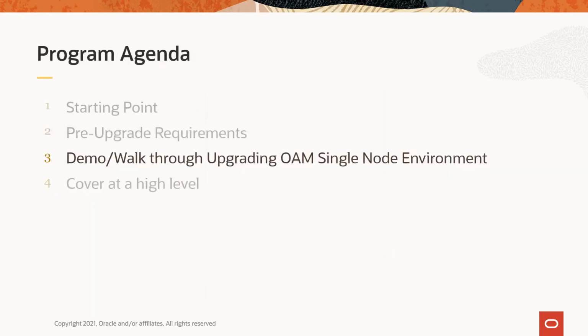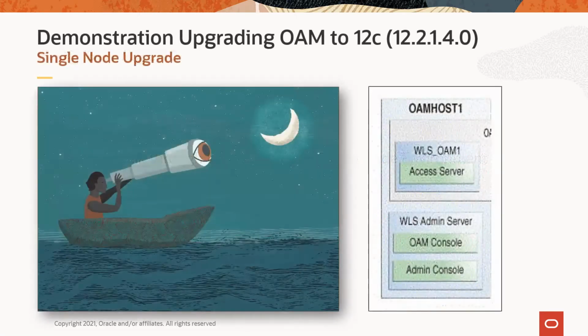We will now walk through the steps to upgrade OAM 12213's single node environment to OAM 12214. The environment used for this demonstration consists of a single node, with multiple Oracle products, each in its own Oracle Home and WebLogic domain. We will be upgrading the Oracle Home that contains the OAM 12213 product.